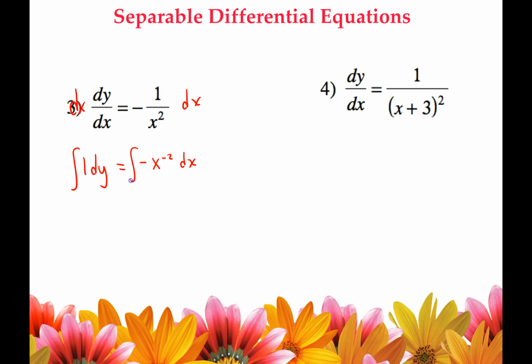So now I integrate both sides. This gives me a y, and then this is going to be a negative x to the negative 1, because I added 1 to that. And now I have to divide by that same number, plus c. Well, my negatives are going to cancel, and then I'm just going to be left with y equals 1 over x, because I brought this x downstairs, if you will, plus c.